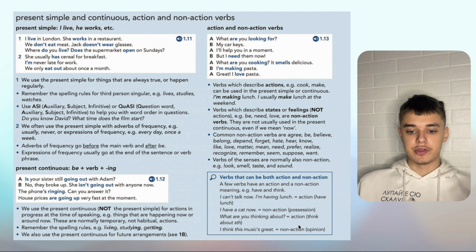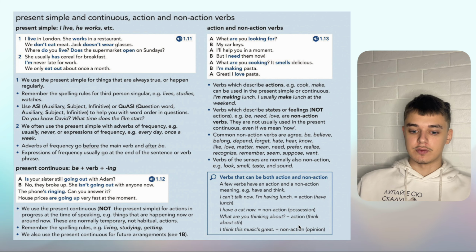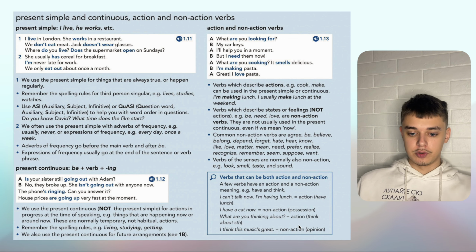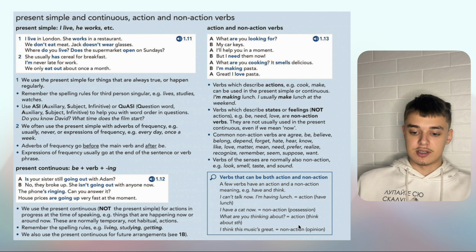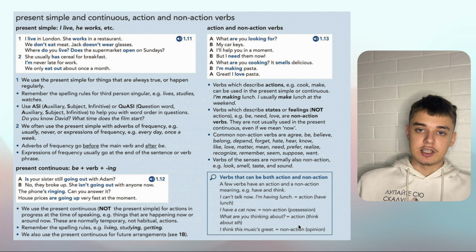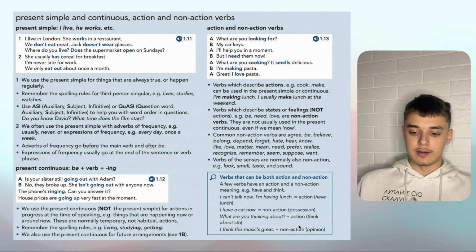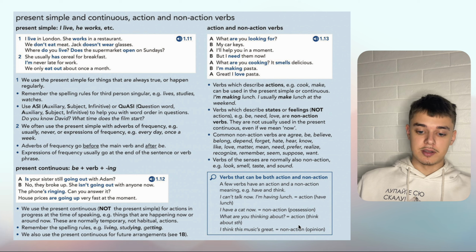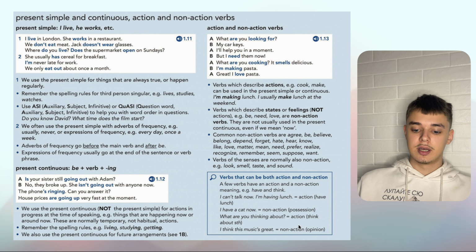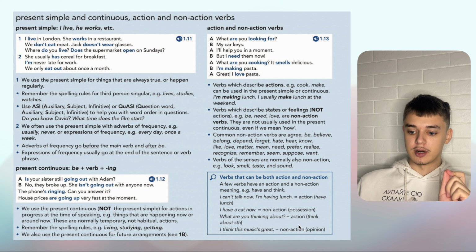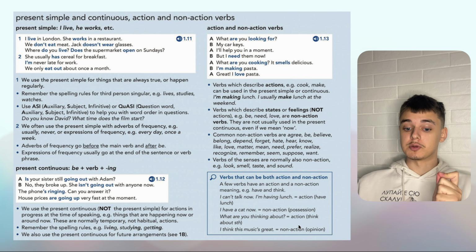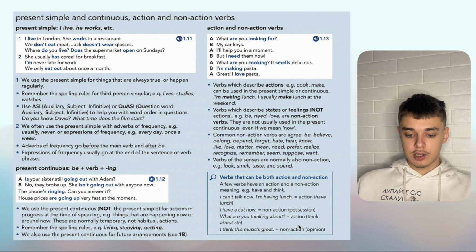And we need to talk about action and non-action verbs. As I told you, verbs that describe actions are called action verbs. And a verb that describes a state or a feeling is non-action. They're not usually used in the present continuous, and even if we mean now, so here we need to be careful. Even if we mean now, we use present simple. So take a look at some common non-action verbs that we have here.